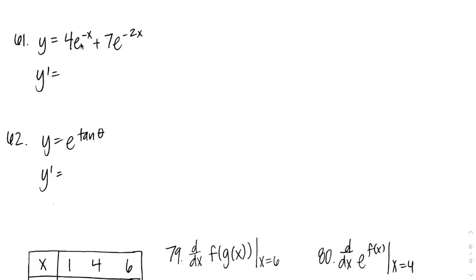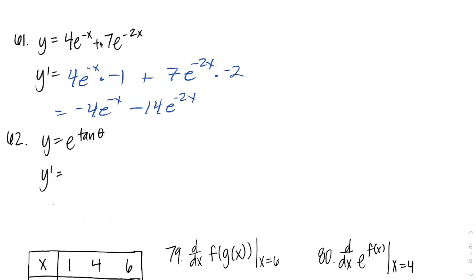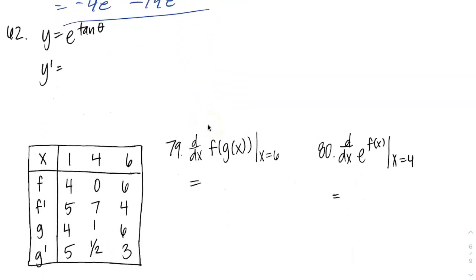So I'm going to copy it, and then times by the derivative of the power. Over here, same thing. I'm going to copy it, then times by the derivative of the power. And then from there, I can simplify it a little bit. This is negative 4e to the negative x minus 14e to the negative 2x. And there we go. Again, for me, e's are the easiest thing in the world.